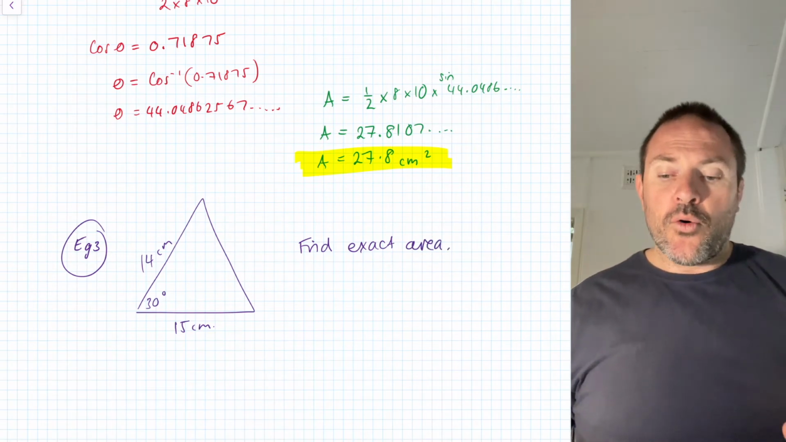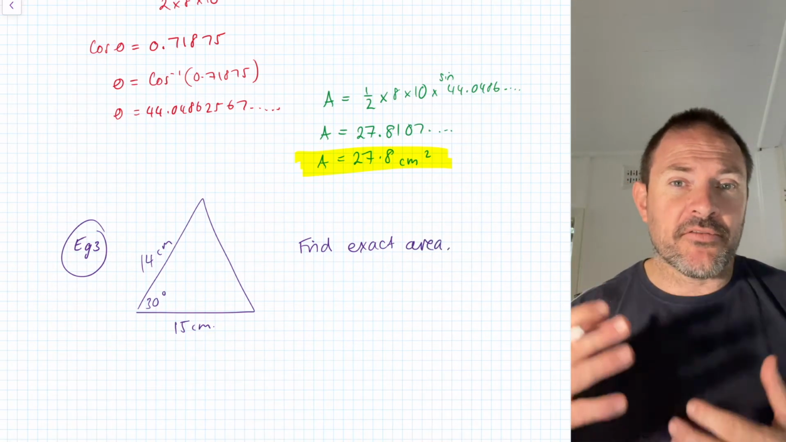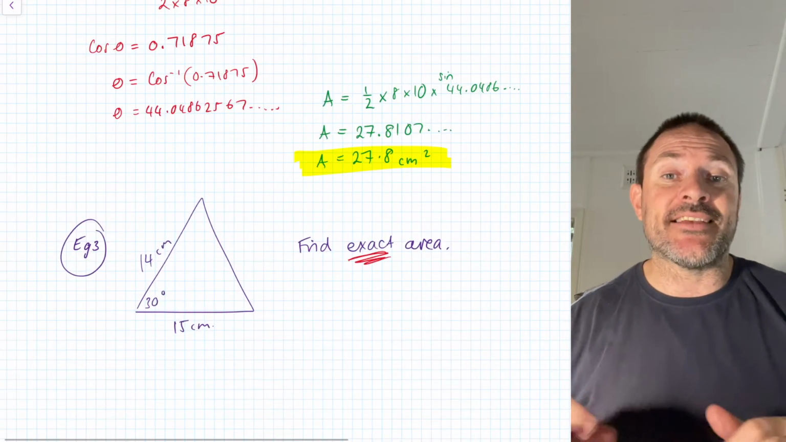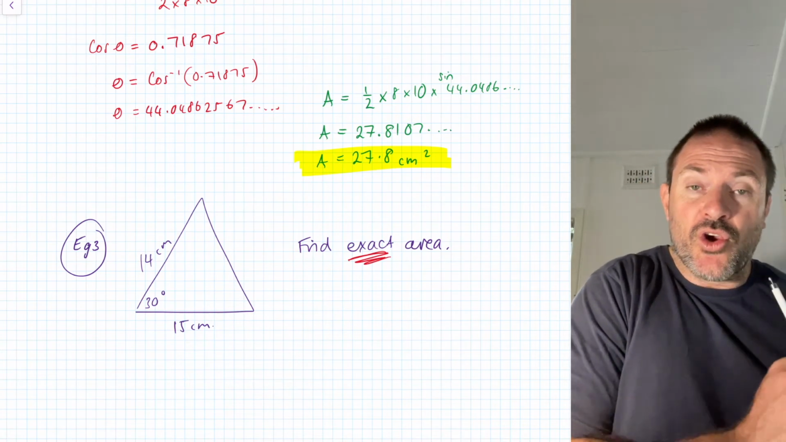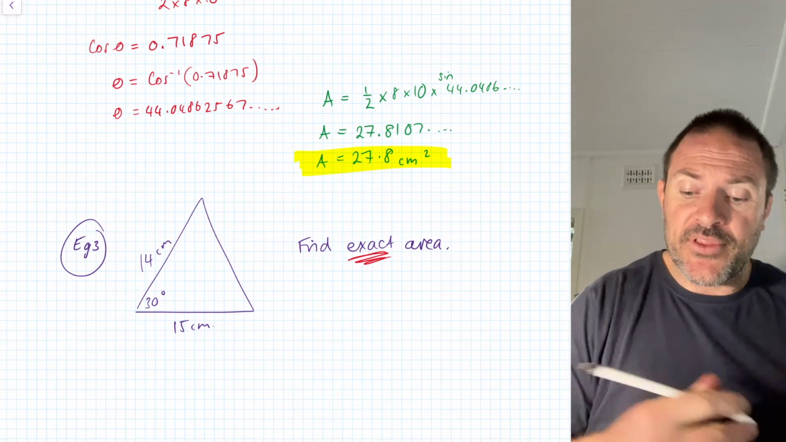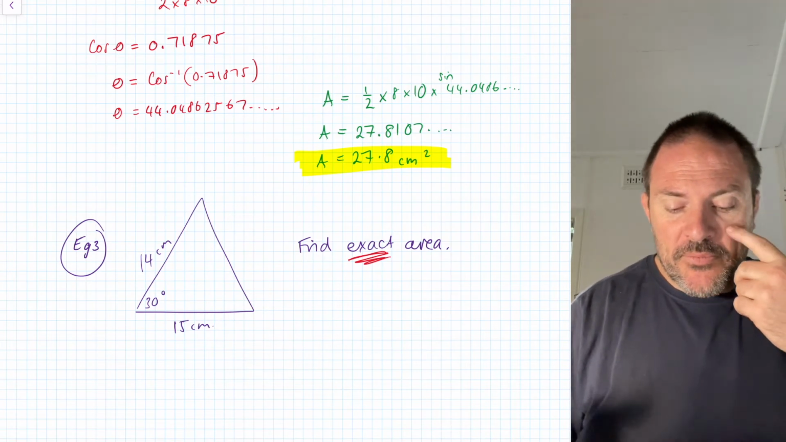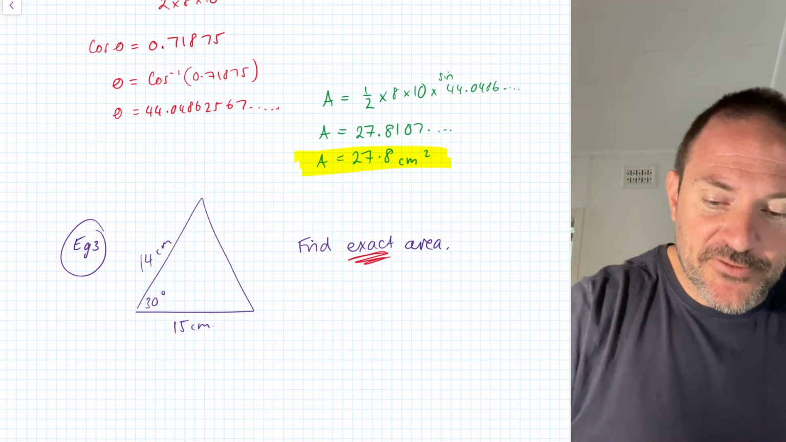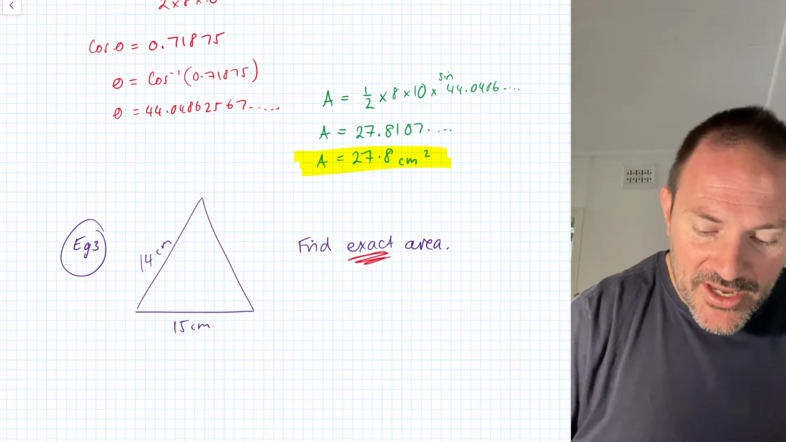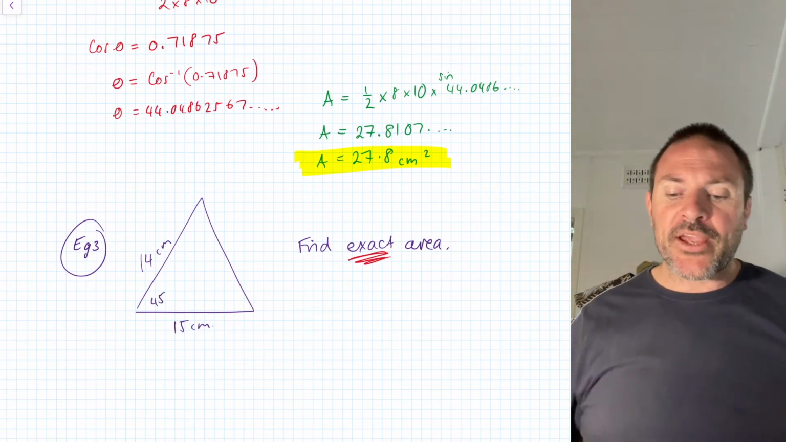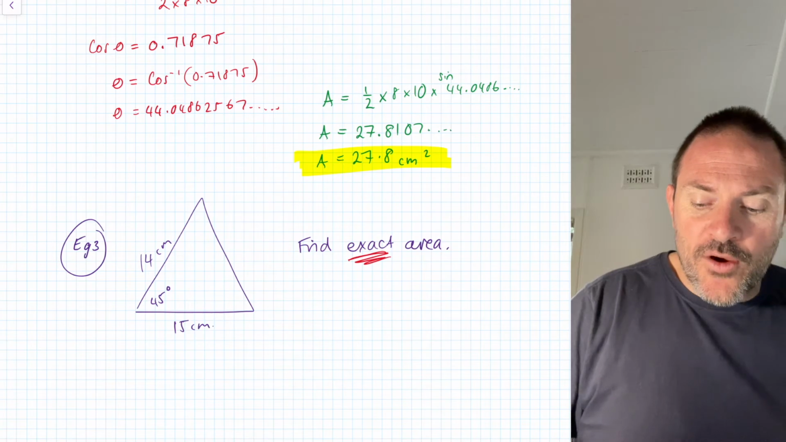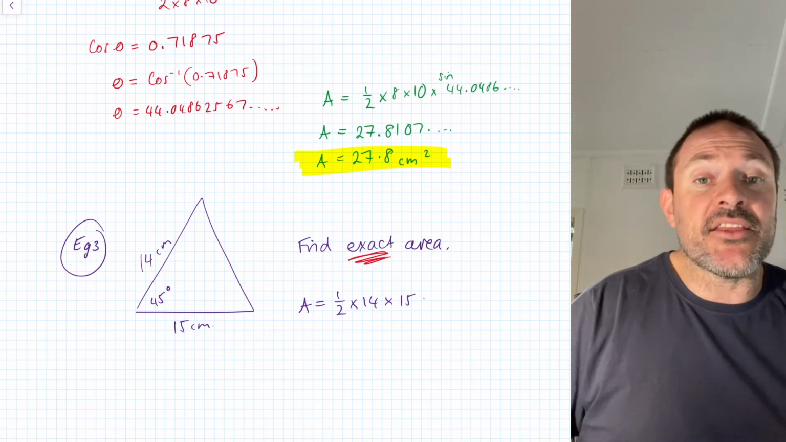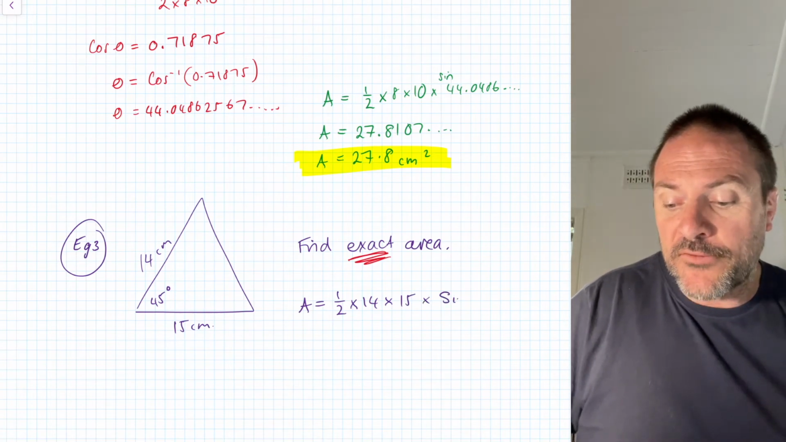Okay, now this is a hard question, and that's because I'm using this word exact, which means that we are going to use exact values. We actually can't use cos on our calculator or sine on our calculator. Now, depending on the question, of course, you might be lucky. Let's actually change this to 45. I want to make sure I don't get a nice answer like a half, for example. Okay, 45 degrees. So we know that we're going to get half times 14 times 15 times, it's the area rule, so sine of 45 degrees.